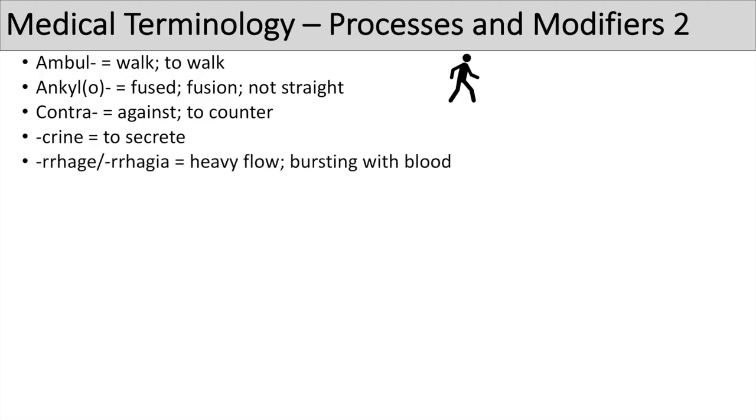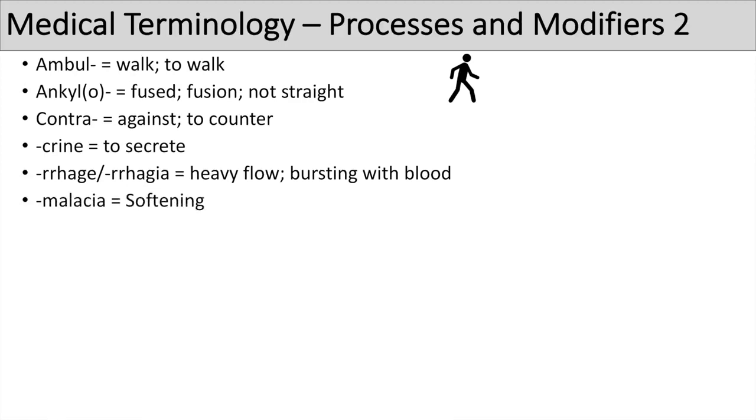The next one is rage or ragia. This means heavy flow or bursting with blood. This is typically used when we talk about something that's bleeding heavily. Rhinorrhagia or menorrhagia, these all relate to heavy bleeding.